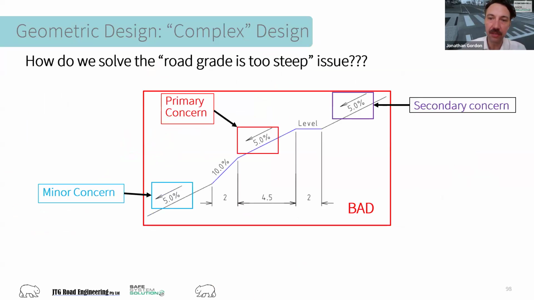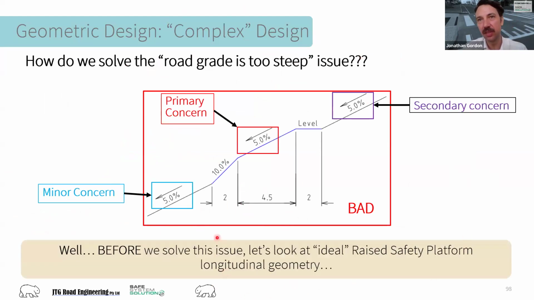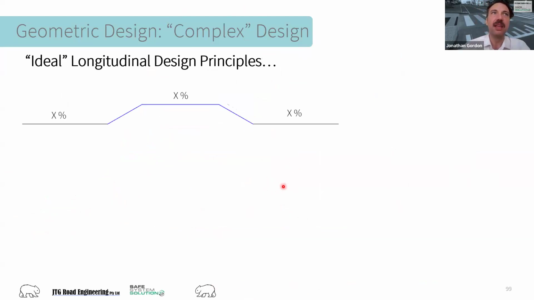So let's move along and just talk about these primary concerns, our secondary concerns, our minor concerns. But actually, before I solve these issues, let's just have another look at the ideal raised safety platform longitudinally. So what we have here is ideals. You will never find ideals in the real world, but this is what the system and the math would love to have. And you may be able to construct something that's within millimeters of perfect as well for these scenarios.